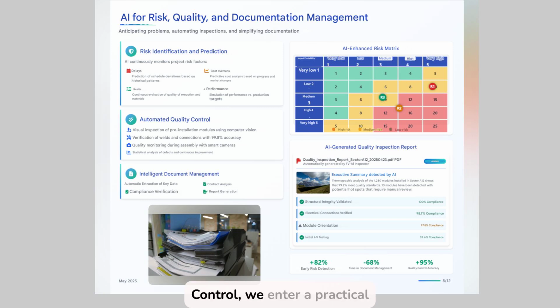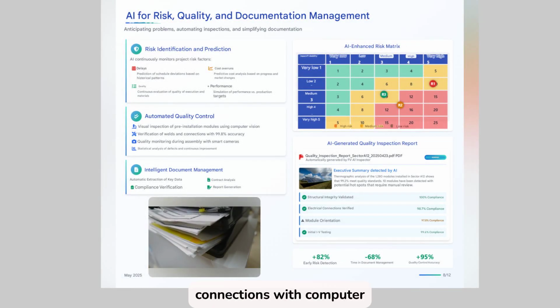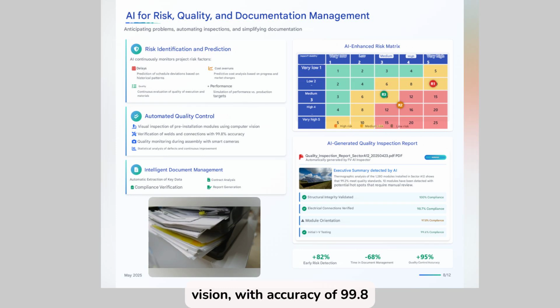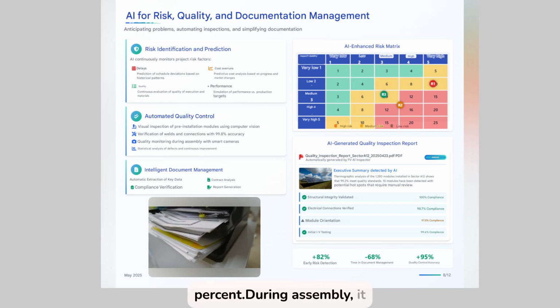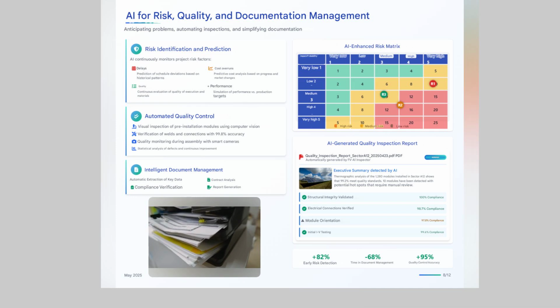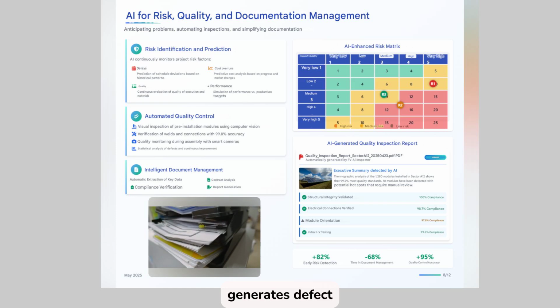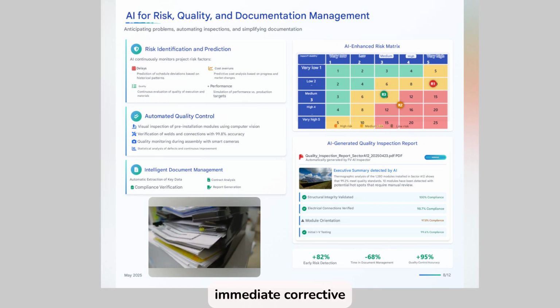In quality control, we enter a practical field where, for example, AI analyzes images of modules before installation to identify microcracks or manufacturing defects. It verifies welds and connections with computer vision with accuracy of 99.8% during assembly. It monitors in real time with smart cameras and self-learning systems. Finally, it generates defect statistics, facilitating immediate corrective actions.